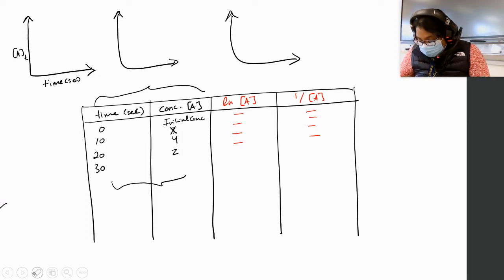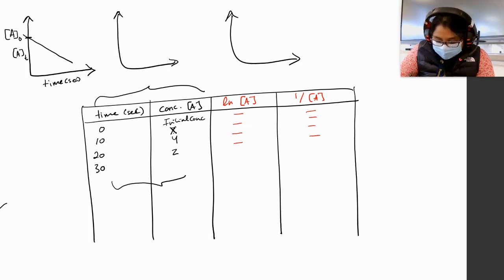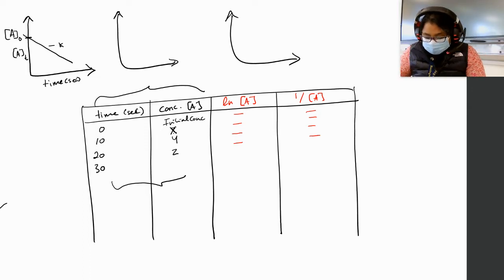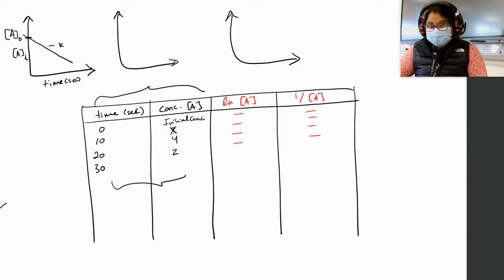The other two graphs will not be straight. They'll be curvy. That means you already know what your initial concentration is, and especially if the initial concentration was unknown, this is a way to calculate it. And your slope is going to be negative k. Then, again, the slope itself, the number, is the rate constant. That is a positive number, just the slope shape is negative.